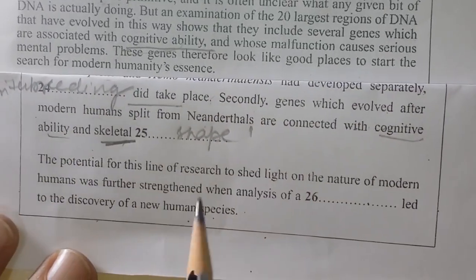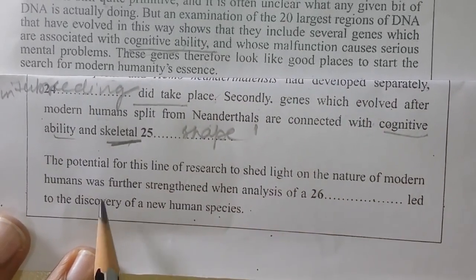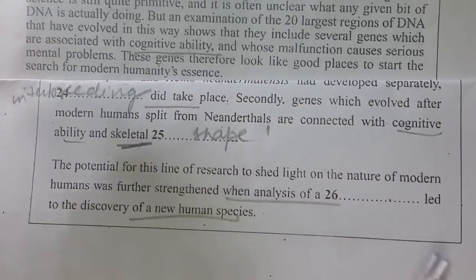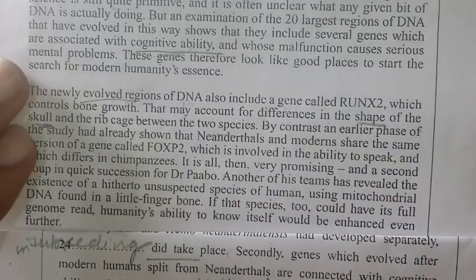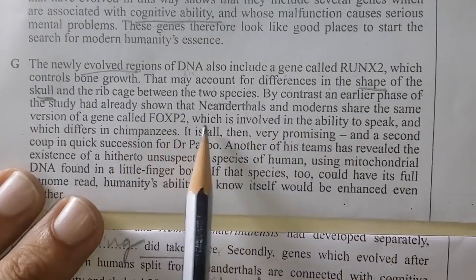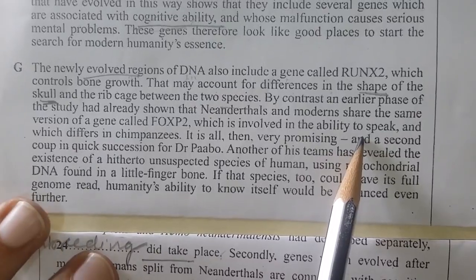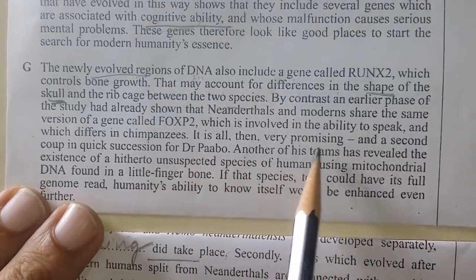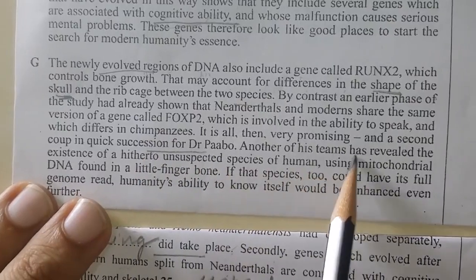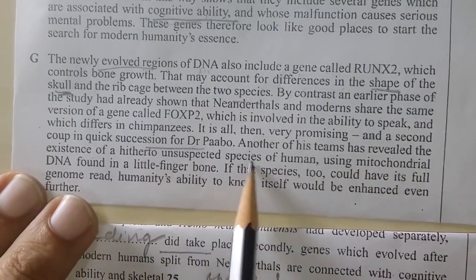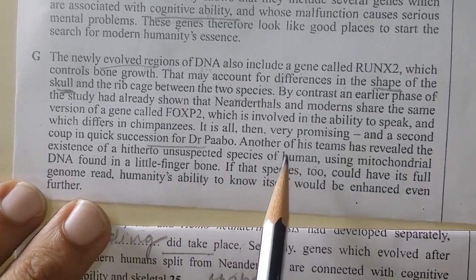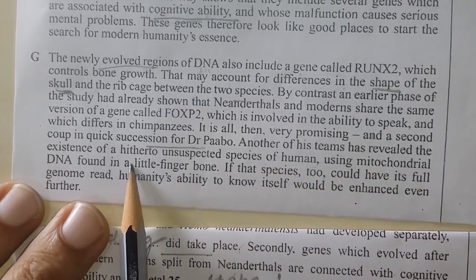Third, the potential for this line of research to shed light on the nature of humans was further strengthened when analysis of a dash led to the discovery of dash. It already shows that modern humans have the same version, but it involved the ability to speak, which differs. In quick succession, another team revealed the existence of a species of human using this, found in a little bone.